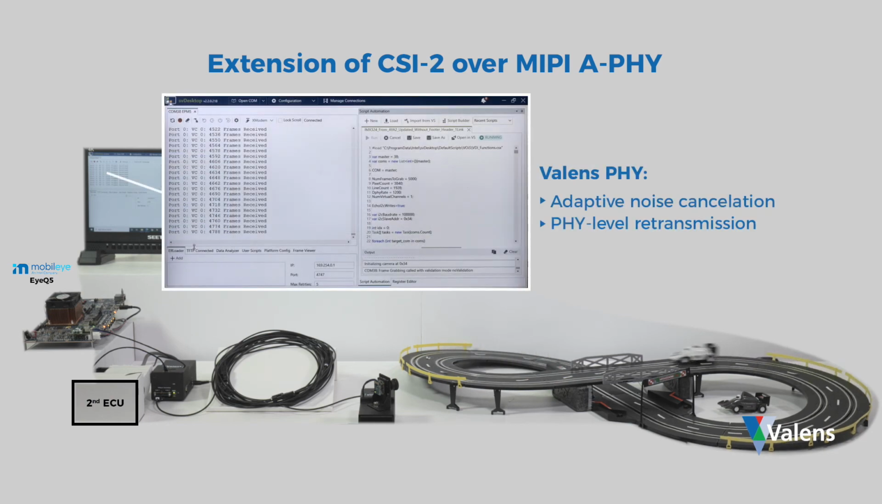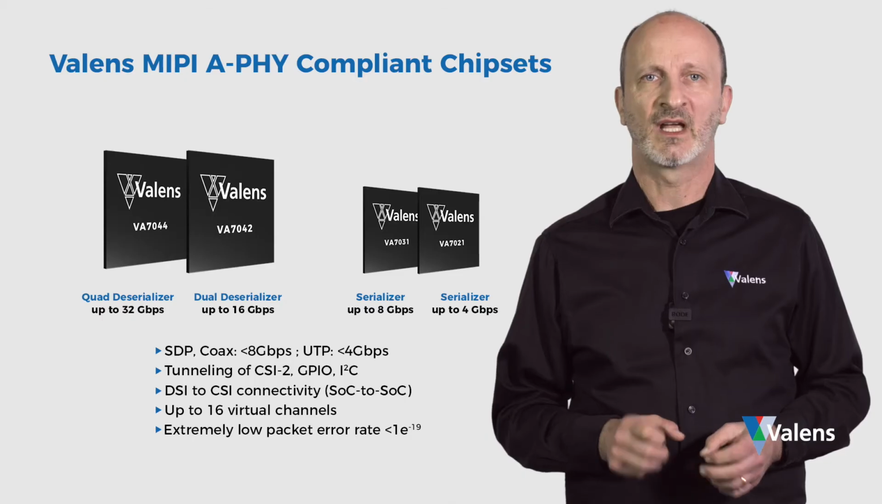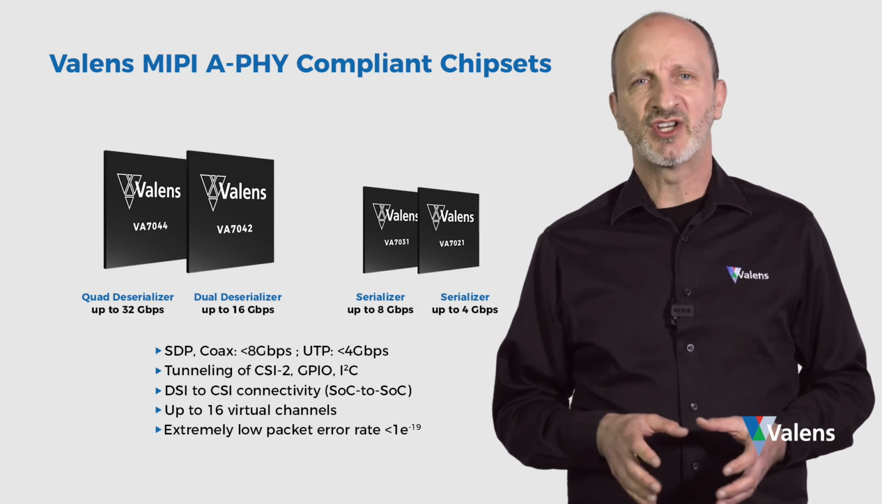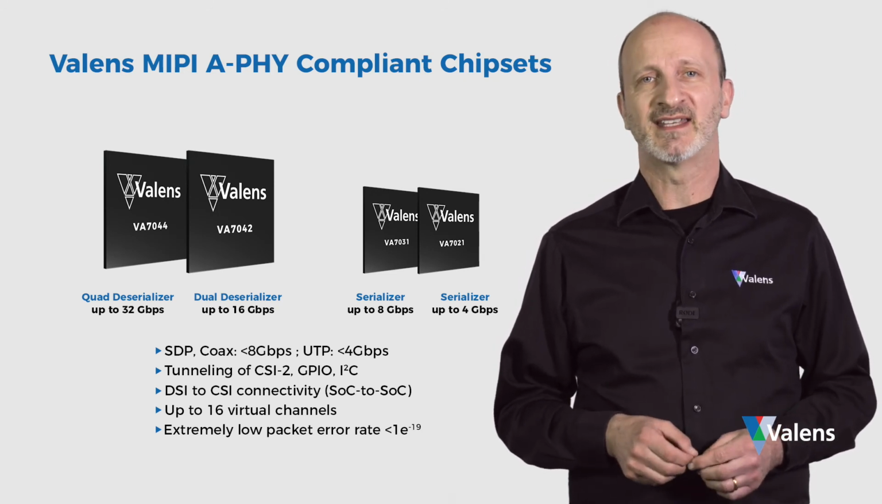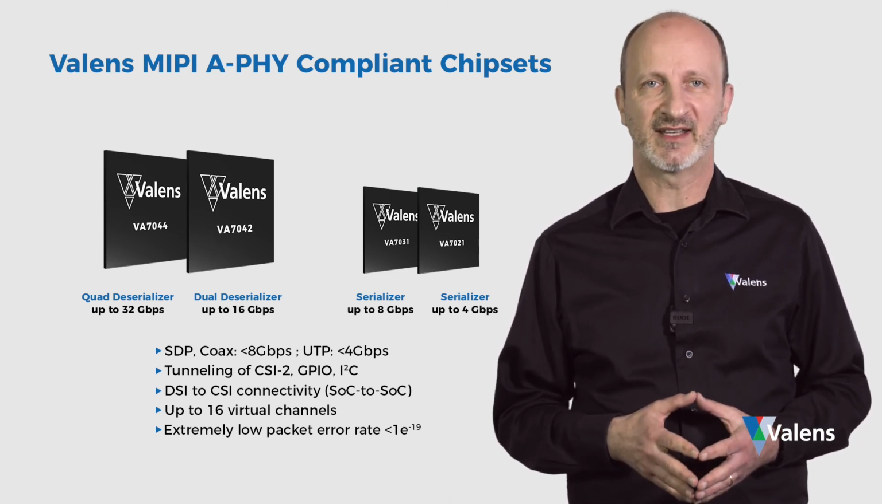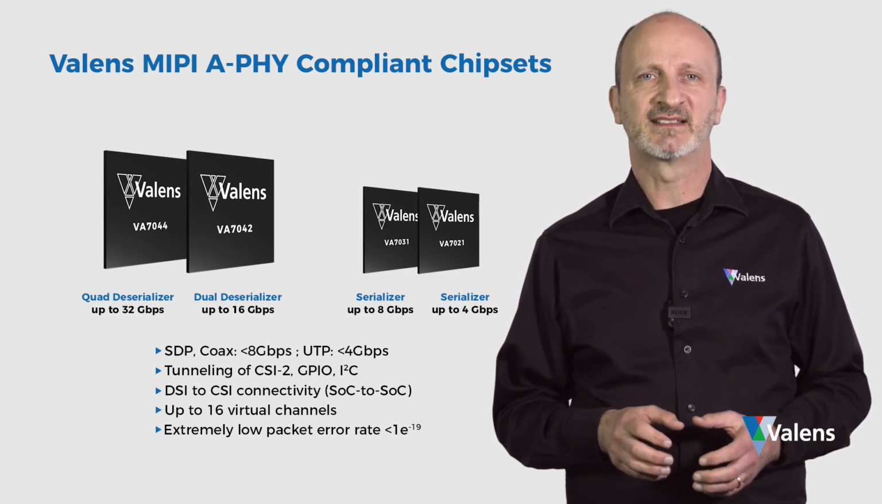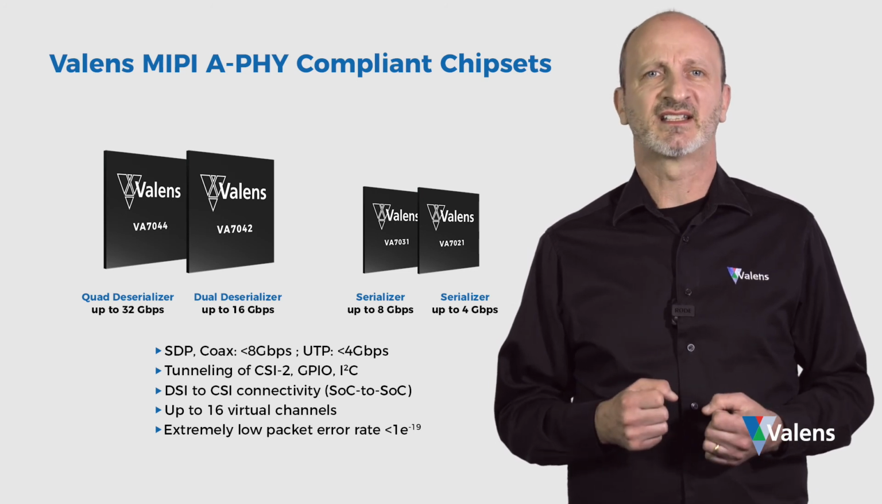Thanks to our adaptive noise cancellation and ultra-fast PHY-level packet retransmission, Valens automotive technology guarantees that all packets are delivered error-free across the link, even under the harshest of automotive EMI conditions, with a link latency of only a few microseconds. While this proof of concept demonstration utilizes Valens automotive PHYs, it gives an insight into the capabilities of our upcoming MIPI A-PHY devices. Valens is already designing its first A-PHY chipsets that will enable the extension of CSI2 over MIPI A-PHY.